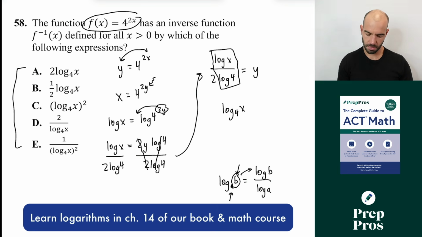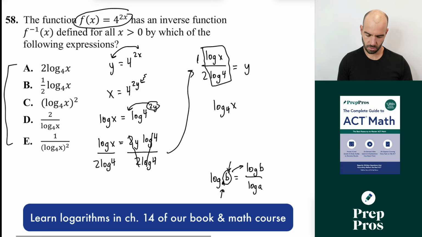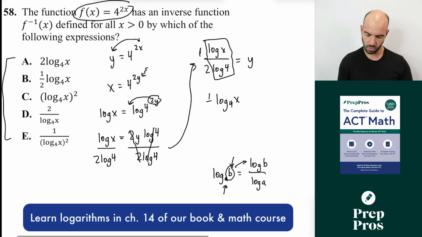And then the 2 is on the bottom here. It's almost like this is multiplied by 1/2. So it's 1/2 log base 4 of x equals y, which is how we get to our correct answer of B on this example.